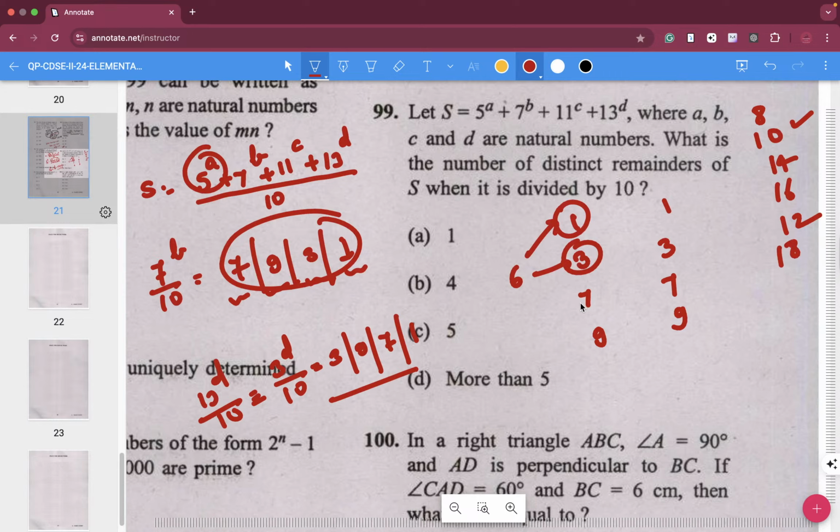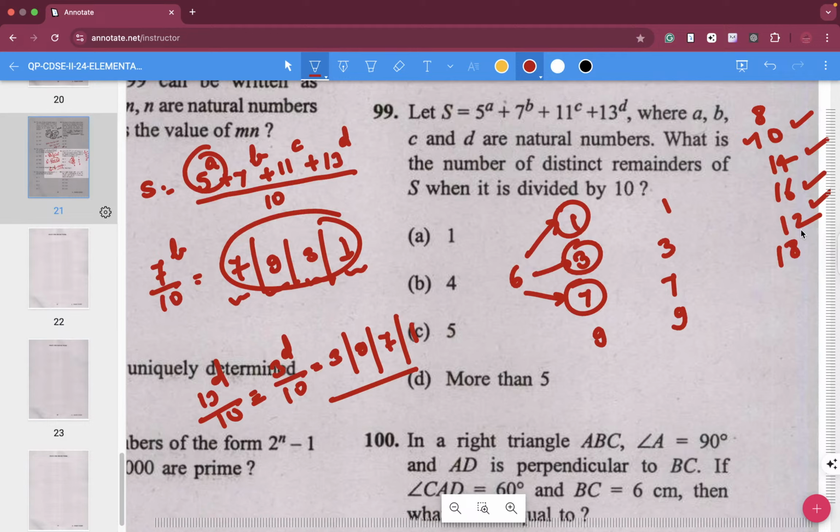Now I will fix this number. 6 plus 7 is 13, plus 1 is 14, already there. 6 plus 7 is 13, plus 3 is 16, already there. 6 plus 7 is 13, plus 7 is 20, which is as good as saying the remainder is 0. 6 plus 7 is 13, 13 plus 9 is 22.